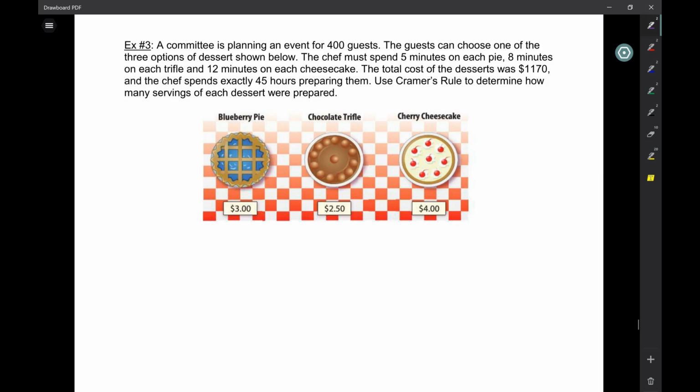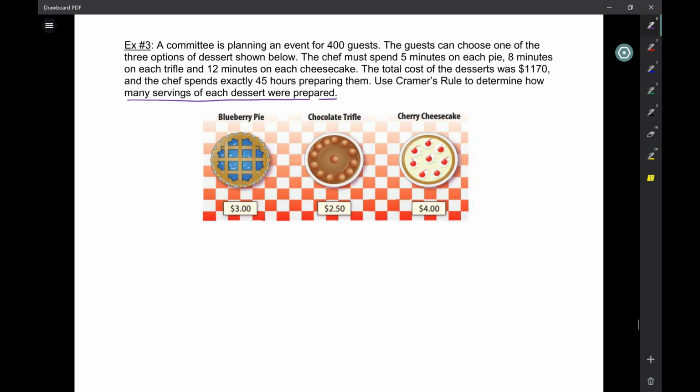Now, so we have to break this down. Okay, so what is it that we need? How many servings of each dessert was prepared? That's what we need. So we need to know how many servings of the pie, how many of the trifle, how many of the cheesecake. So there are 3 unknowns here. There are 3 unknowns that we have to solve for. If you have 3 unknowns, you must be able to come up with 3 different equations, 3 unique equations. Otherwise, it's unsolvable. At least 3 unique equations.